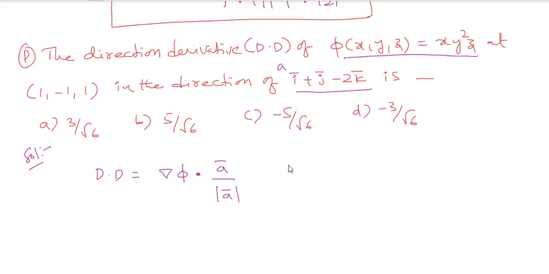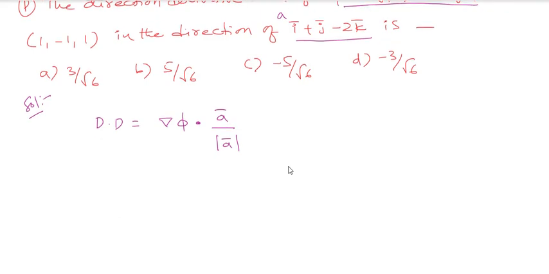So first you have to calculate del phi at the point, which they have also given. So first let me take del phi. So del phi is equal to, directly I am substituting that value. Directly I am doing, right.